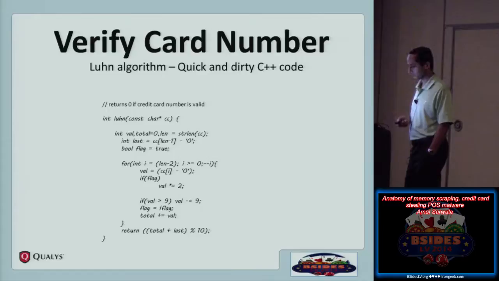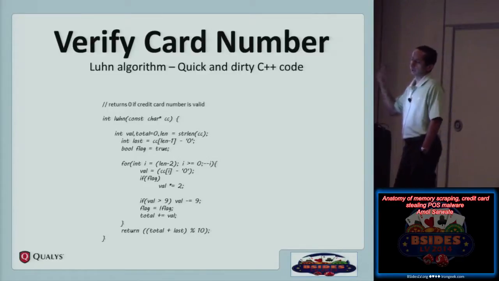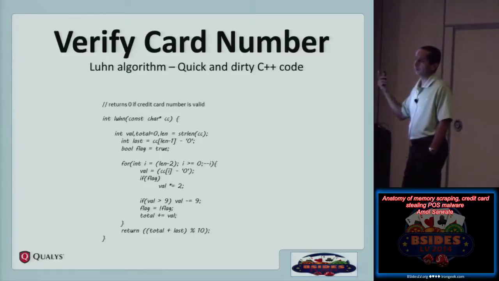So what did we do? What did the malware do? It found the process, it elevated its privileges, and what was the third thing? It opened the POS process, which had the unencrypted credit card number, and then it did this screen scraping, found the credit card number, ran it through an algorithm, and made sure that it's a valid credit card number.